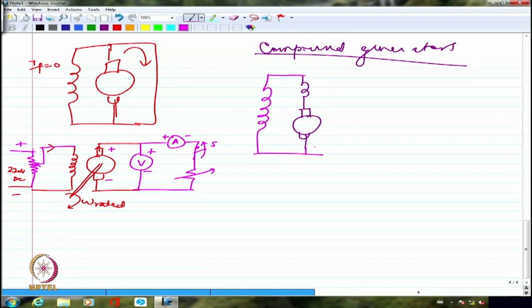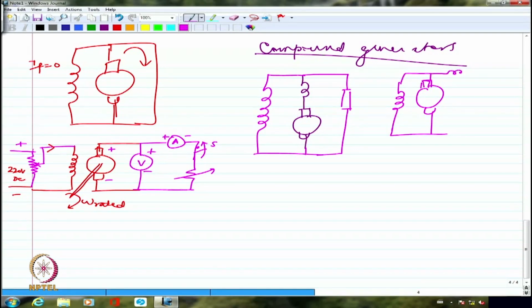So I have a shunt field and series field, and I will connect the load here. What I have shown is a long shunt connection, as I mentioned maybe 2-3 classes ago. Short shunt is only across the armature. It will be connected only across the armature. So let me draw the short shunt as well. I'm going to have this connected only across the armature, and then I'm going to have the series field along with the load as well.